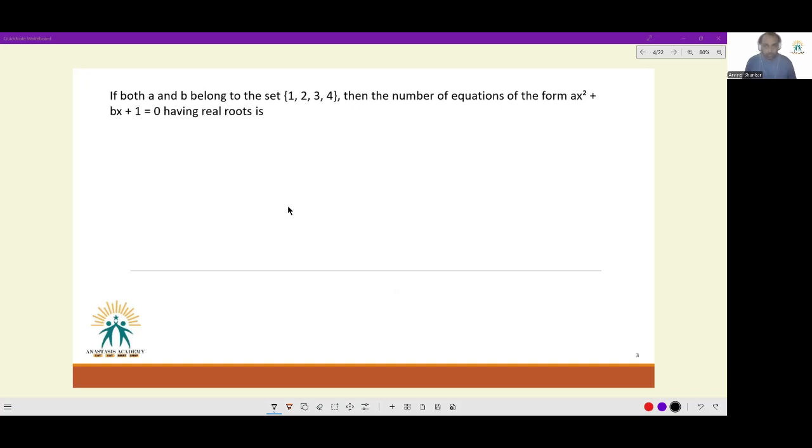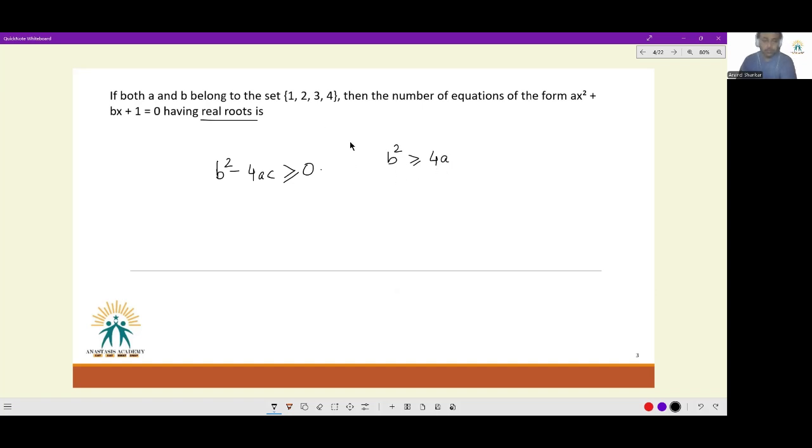If both a and b belong to the set 1, 2, 3, 4, the number of equations of the form ax square plus bx plus 1 having real roots is. Now, if you have real roots, nature of roots is being talked of, then you need b square minus 4ac to be greater than equal to 0. Wonderful thing is c here is equal to 1. So we are actually dealing with b square has to be greater than equal to 4a.